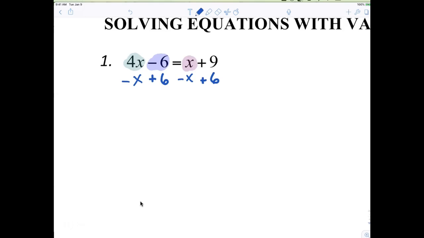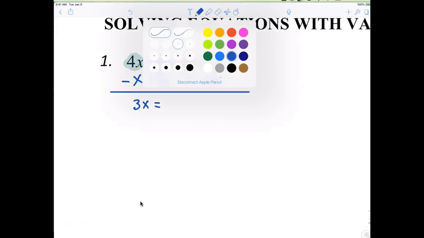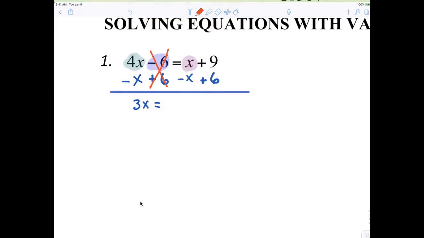Now, generally the mistakes that are made is people forget their rules for adding and subtracting. So what's 4x minus 1x? 3x. 3x is equal to, because what happens to the -6 and the +6? But what happens to the x and the -x? They cancel out. And what's 9 plus 6? 15. 15. With 3x. Come on, Aiden. X would be 5. Exactly correct.